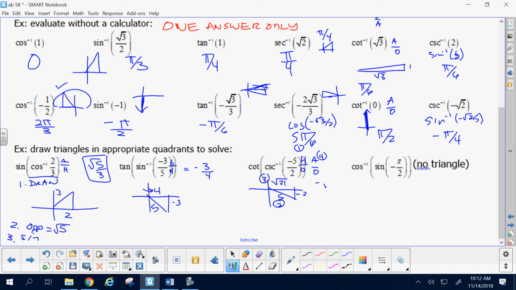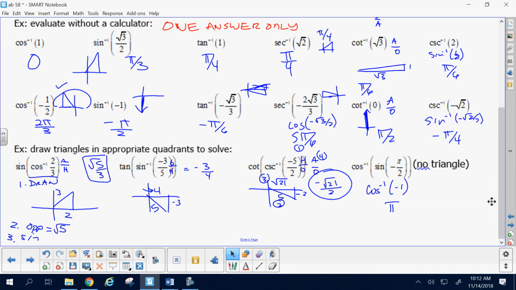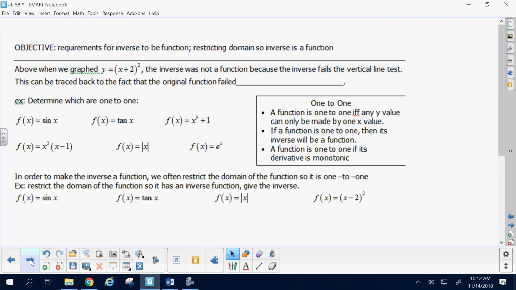Did you get -√21 over 2? Okay, last one. Just work inside out. What's the sine of negative pi over 2? Negative 1. And what is the inverse cosine of negative 1? Or at what angle is cosine equal to negative 1? Okay, that one didn't click.